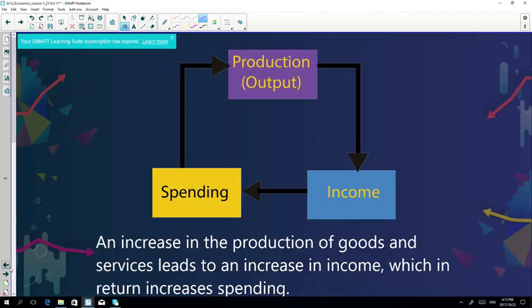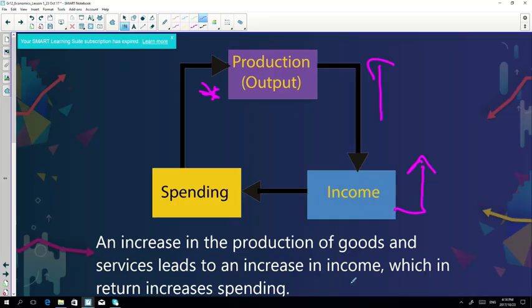So, now that we've looked at the relationship, what can we conclude? An increase in the production of goods and services, so that will happen over here. If there's an increase in the production of goods and services, this will lead to an increase in income. Okay, so the income will go up because there's a huge demand for goods and services. So the households are in need of these services and also these products. So the income will go up.